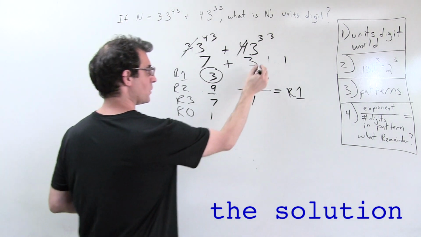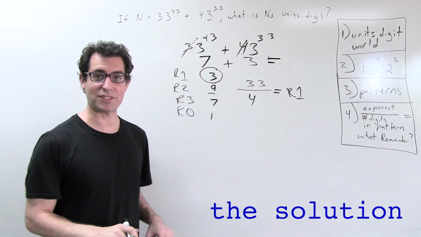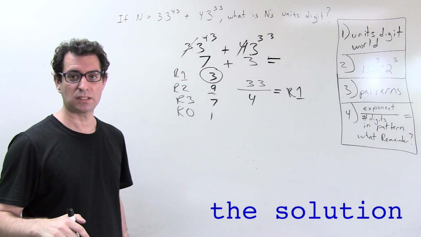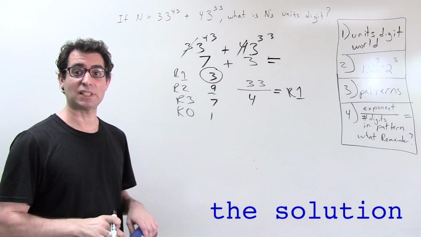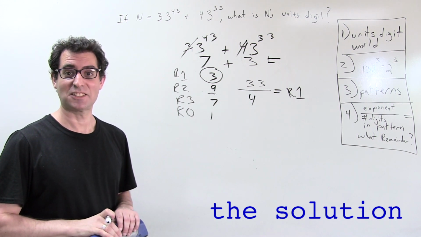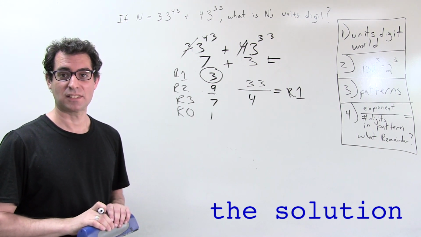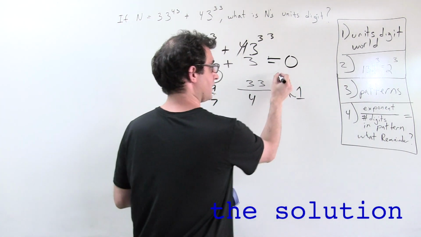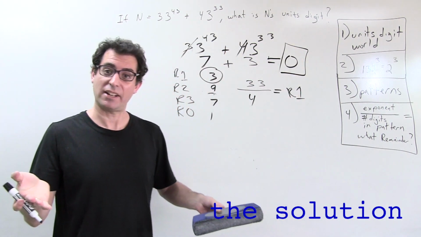Cool. What is 7 plus 3? You say 10. 7 plus 3 is not 10. What's 7 plus 3? It's 0. And that's our answer to this question.